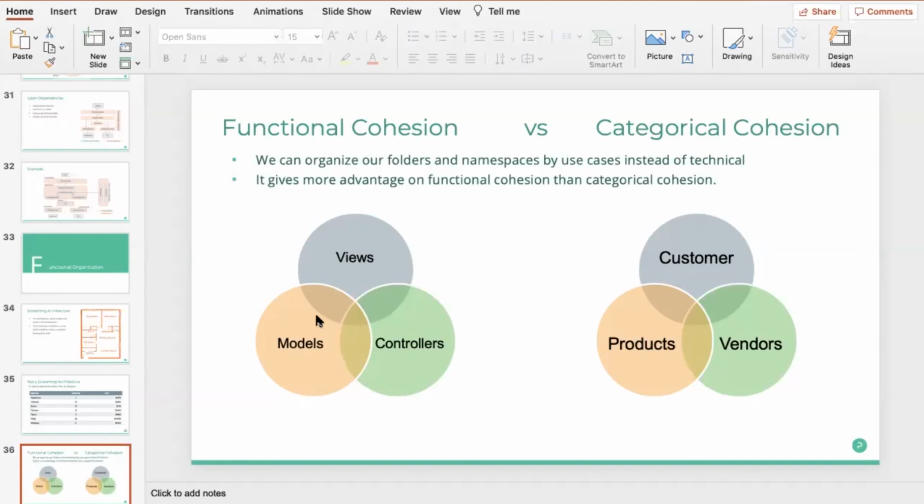Why the advantage? Let me give an example in a Maven build. Let's say customer is an artifact, product is an artifact, vendors is an artifact, each having its own versioning, right? It can evolve independently. But if I package everything in the left-side pattern in a categorical manner, they are all together and I can't evolve them independently. Let's say if I want to change customers, it has an impact on others.